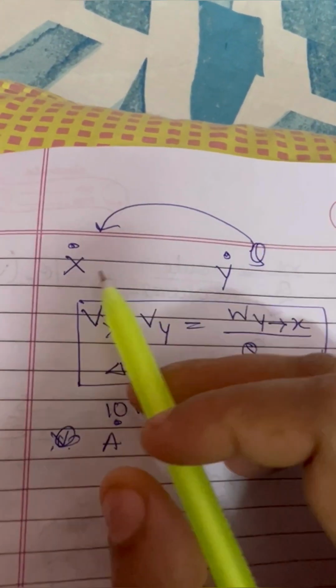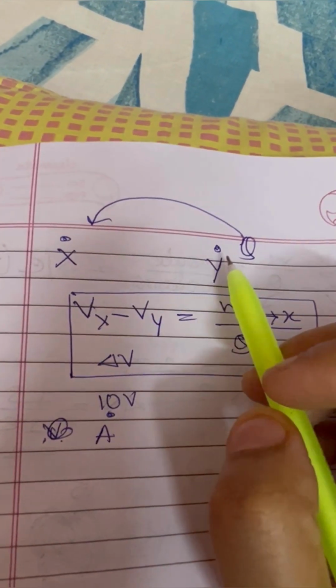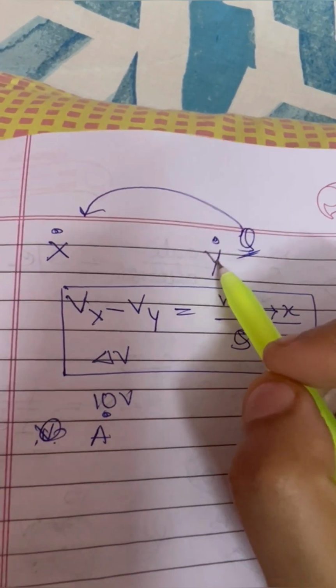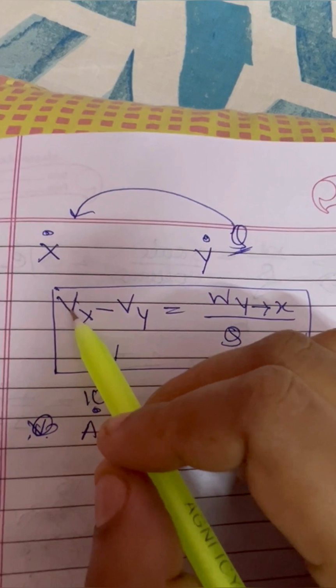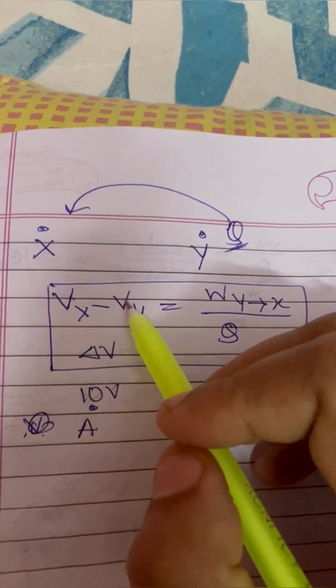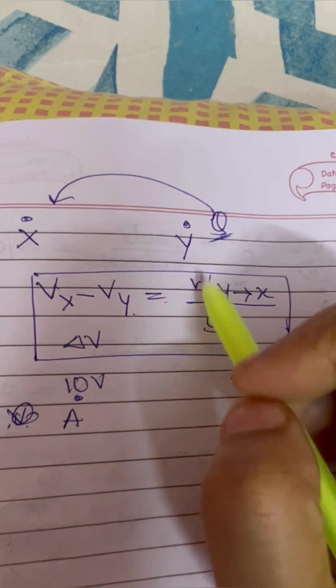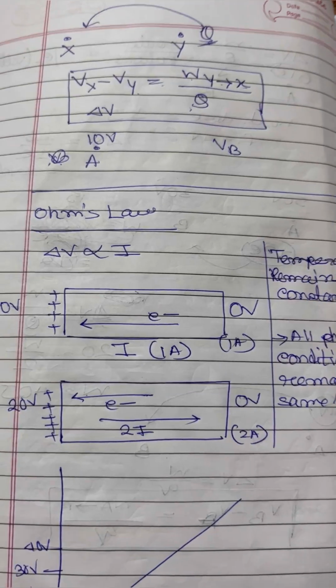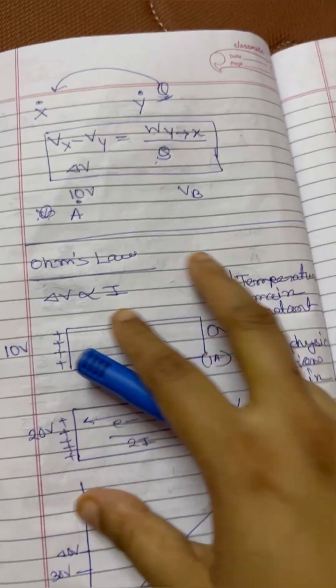Similar thing, suppose X to Y. From Y to X we are taking Q charge. We are taking Q charge from Y to X. So the potential difference will be Vx minus Vy is equal to the work done from Y to X by Q. Clear? This way. So this is about the potential difference.